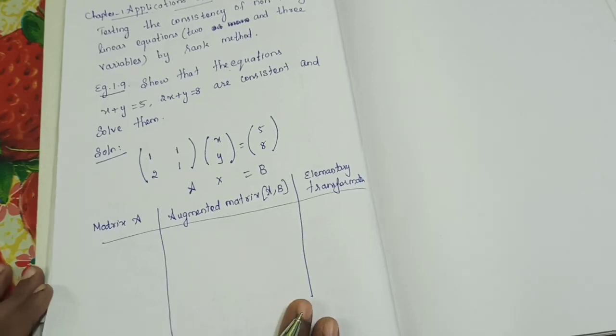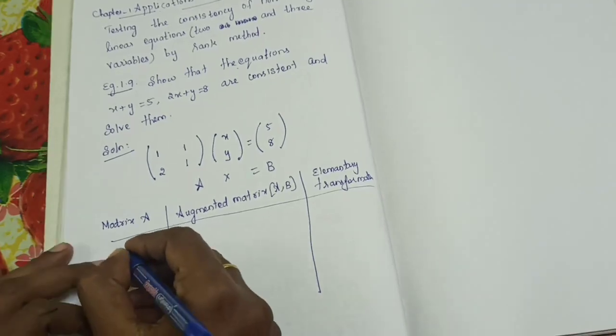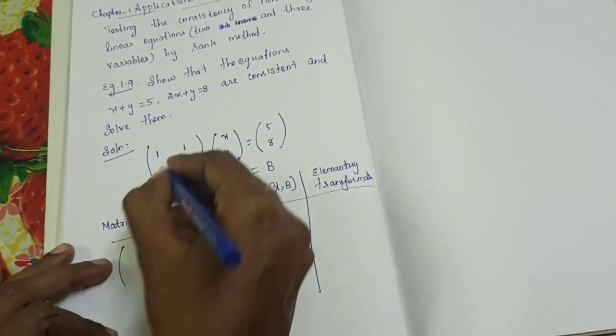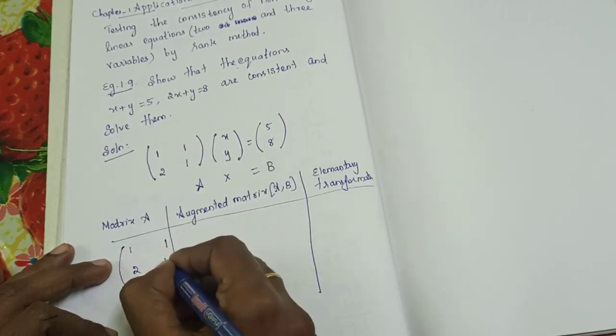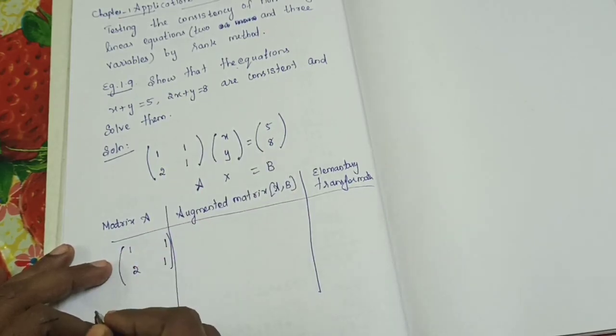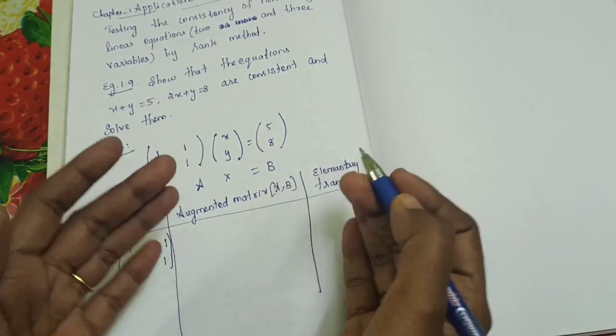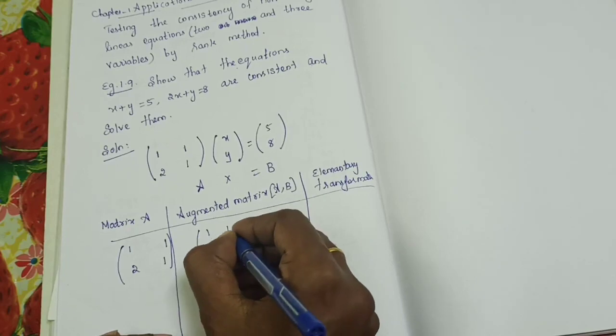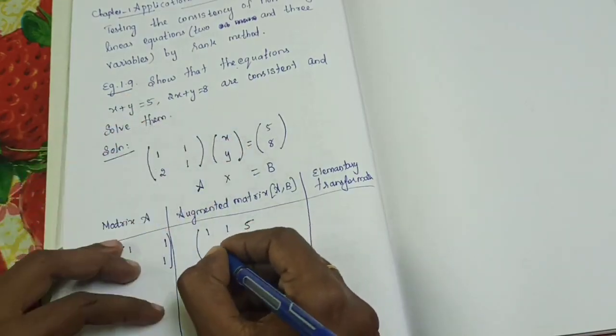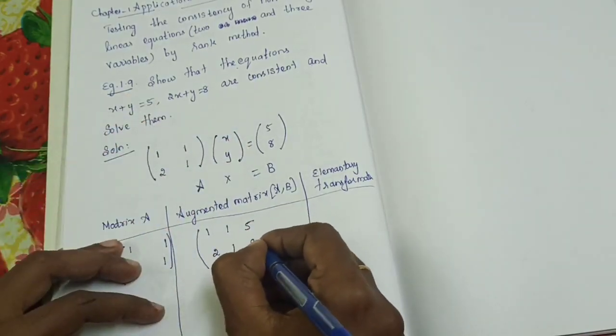Okay. So first I am going to write the matrix A. What is the matrix A here? 1, 1, 2, 1. Yes, this is matrix A. Same as matrix AB, also you need to write. AB, what's the matrix? 1, 1, 5, then 2, 1, 8.